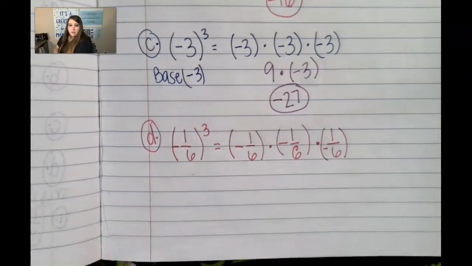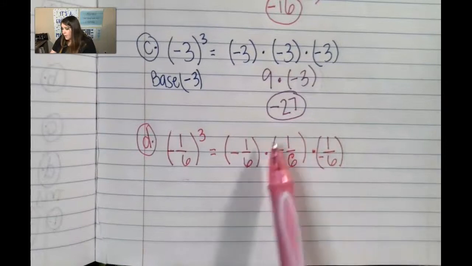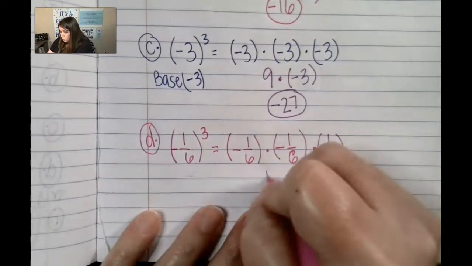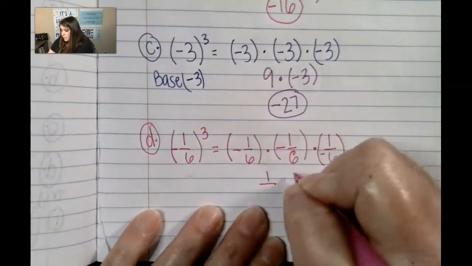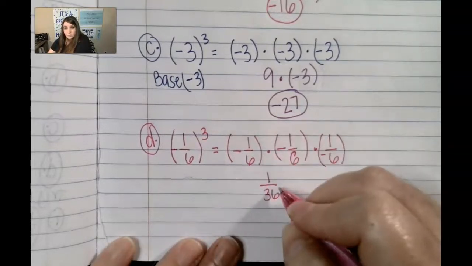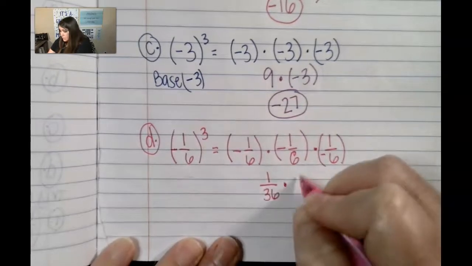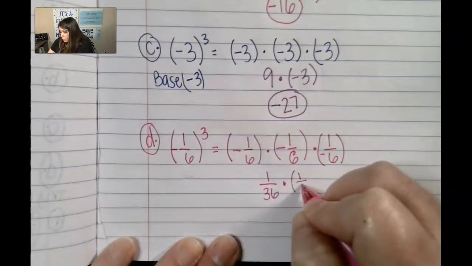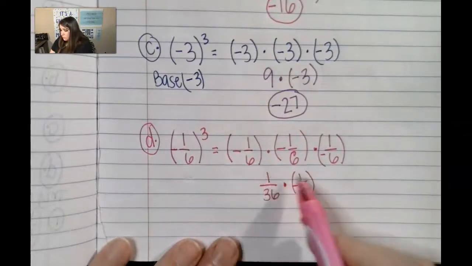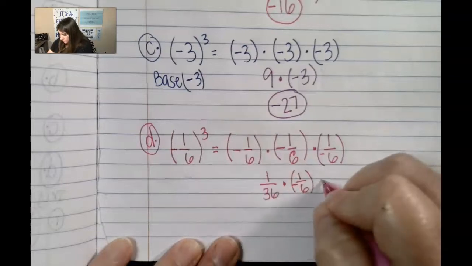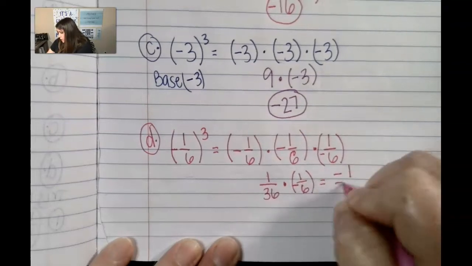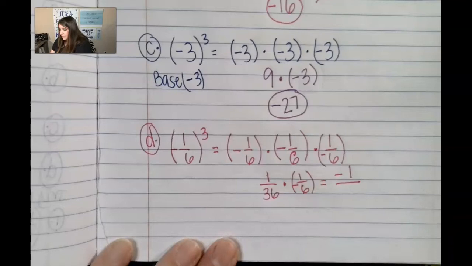Okay, now we are ready to multiply. So I have a negative times a negative, which is going to give me a positive 1. And 6 times 6 is 36. So now I have 1 over 36, and I've received a positive. And I need to still multiply this by the negative 1/6. Okay, so again, I'm just going to multiply 1 times a negative 1, and that's going to give me negative 1 over 36 times 6.